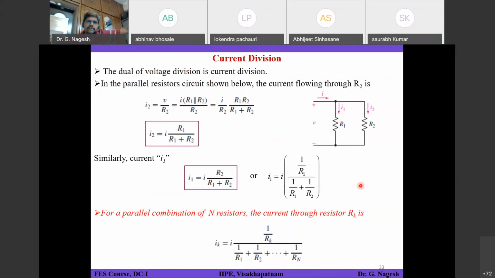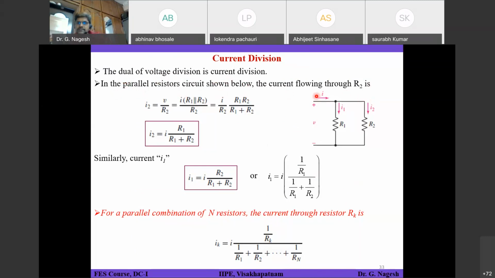So what will happen with the current division rule? The voltage division rule you have seen: simply multiply that resistor value with the total voltage divided by the sum of n resistors connected in series. That gives the voltage across that particular resistor. What will happen if you have a current division rule? The dual of voltage division is current division. In the parallel resistor circuit shown below, the current flowing through R2 is.